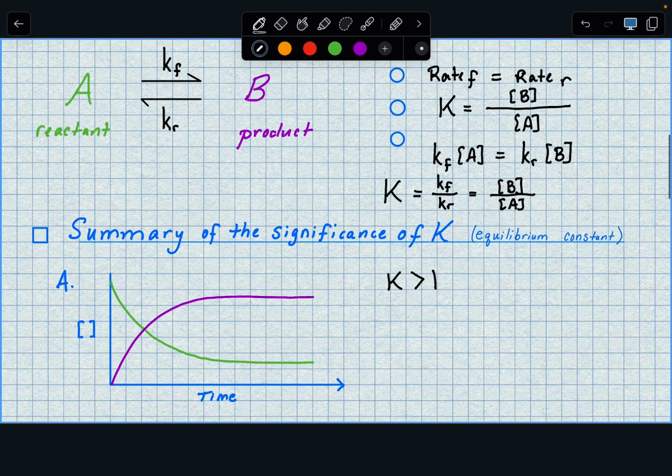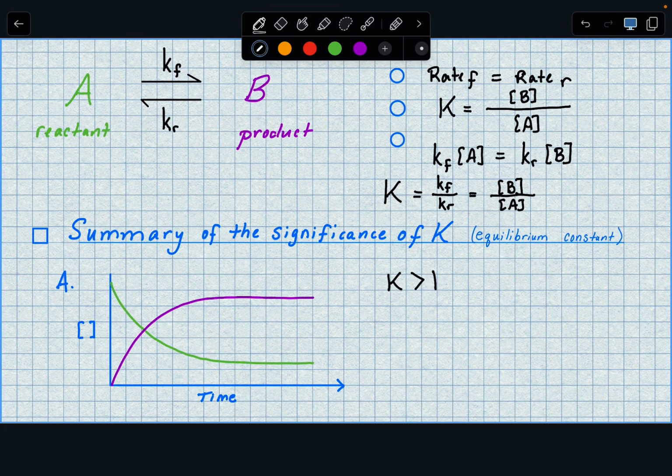Let's focus on this one where the K value is greater than 1. What does that really mean? If you have products over reactants, it means the B value, which is purple, is greater than A. When you've reached equilibrium, I'll show you where that is with orange, we'll say you've probably reached equilibrium maybe at this time right here. Sometimes that'll be called time 2. I'm going to put a little red dash back here, and that's going to be time 1.